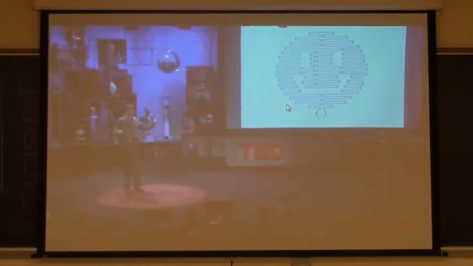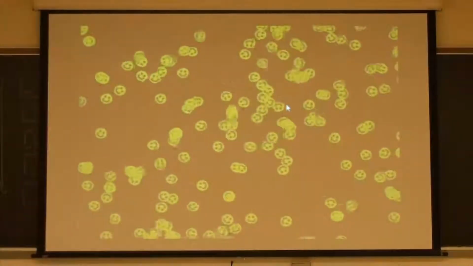So I had a computer program design the short staples to do this. I ordered them, they came by FedEx. I mixed them up, heated them, cooled them down, and I got 50 billion little smiley faces floating around in a single drop of water. And each one of these is 1,000th the width of a human hair, okay? So they're all floating around in solution.